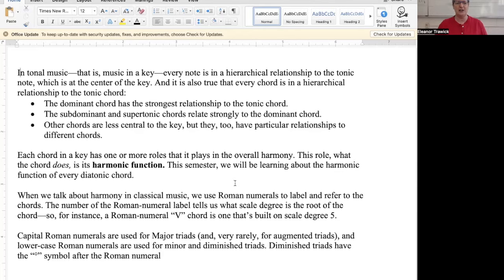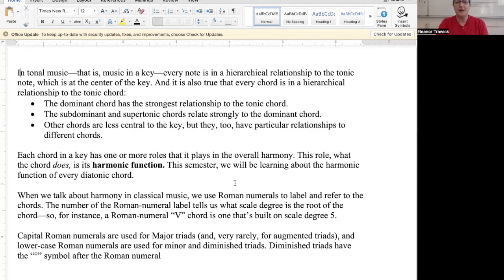Now, when we talk about harmony in classical music, we use Roman numerals to label and refer to the chords. So we'll talk about a 1 chord, or a 4 chord, or a 5 chord. And when you hear those numbers, 1, 4, and 5, what you should be picturing in your head is a Roman numeral 1 to label the 1 chord, or a Roman numeral 4 or Roman numeral 5 to label the 4 and the 5 chords. The Roman numeral labels tell us a number of things.